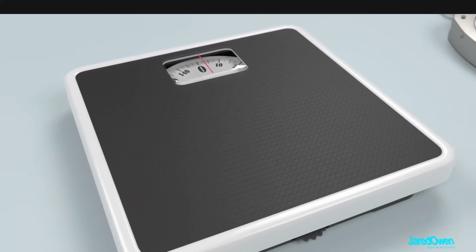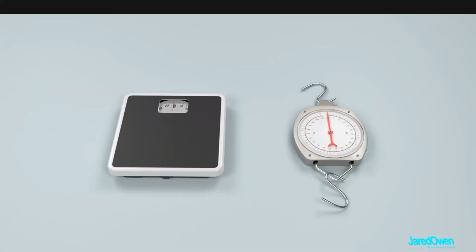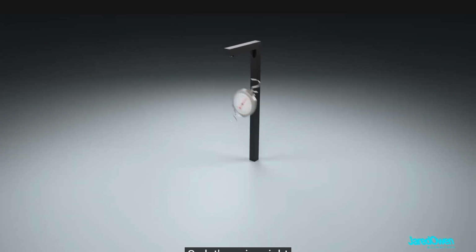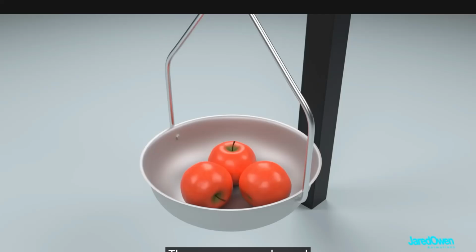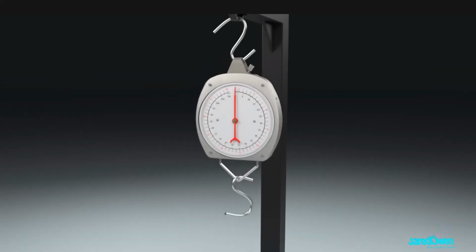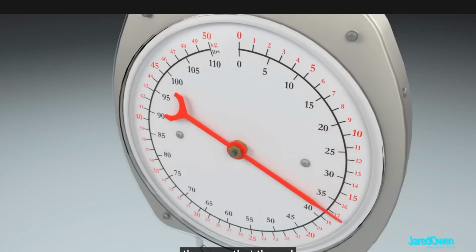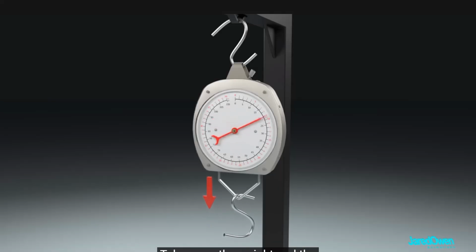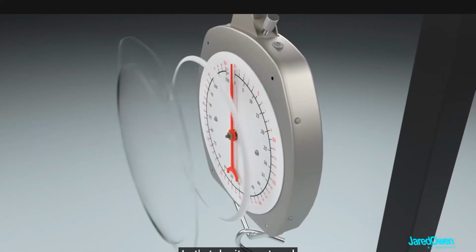The idea of using springs in a scale has been around for about 200 years now. This one is called a floor scale, and this one is called a hanging scale. So let's spring right into the details here, and we'll start with the hanging scale. These are commonly used at the grocery store. The more weight, or the harder that you pull on the bottom, the more that the red pointer spins on the inside. Take away the weight, and the red pointer goes back to 0. Let's take it apart and see what's on the inside.